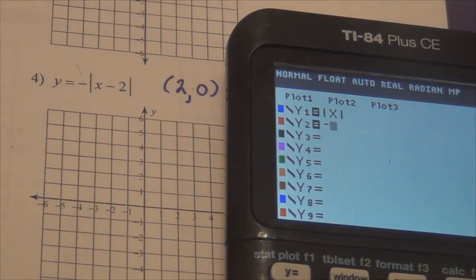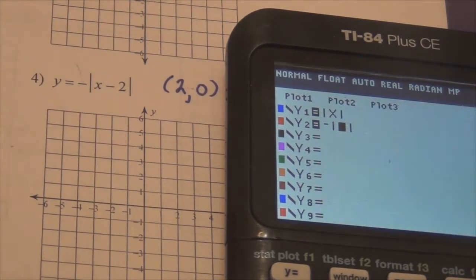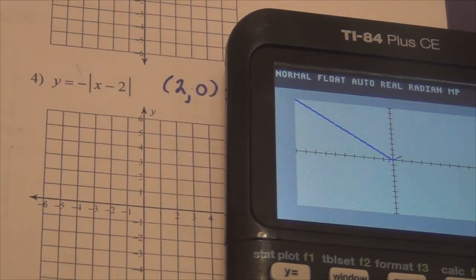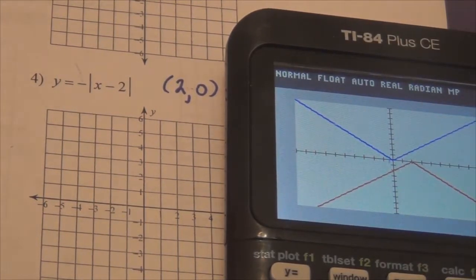So negative absolute value, and if you don't have this calculator, don't worry. I showed you how to do it by hand. It is going to take you longer, but let's see how this compares to the parent function. Parent function, boom, and now the red one opens downwards, and it has the vertex at 2, 0. That tells you the turning point. That means that from there the graphs go separate ways.